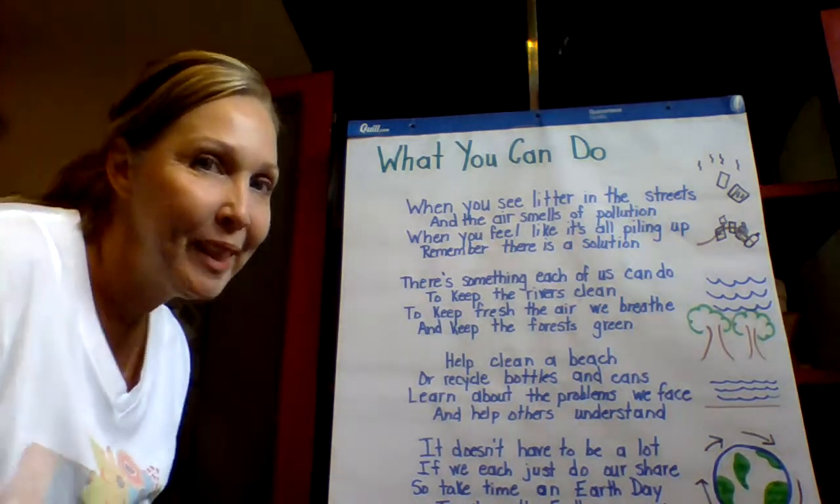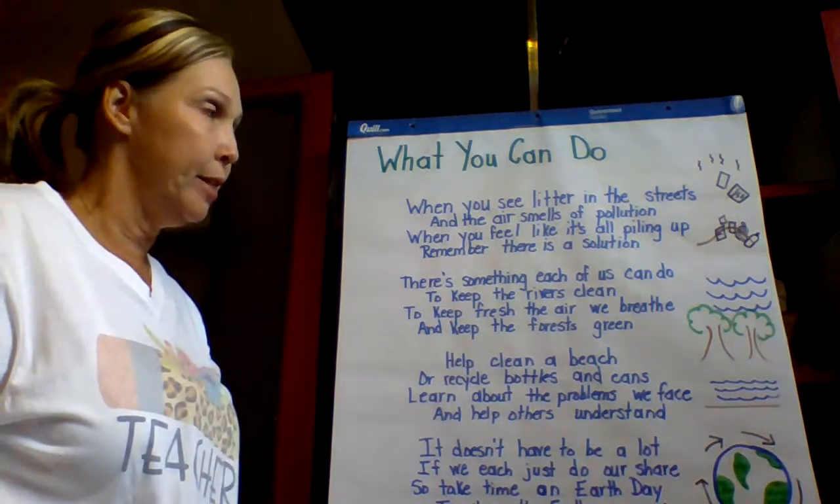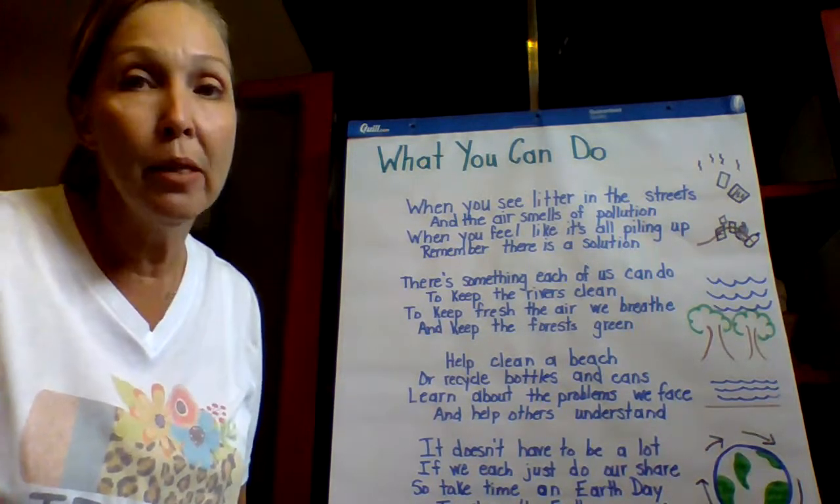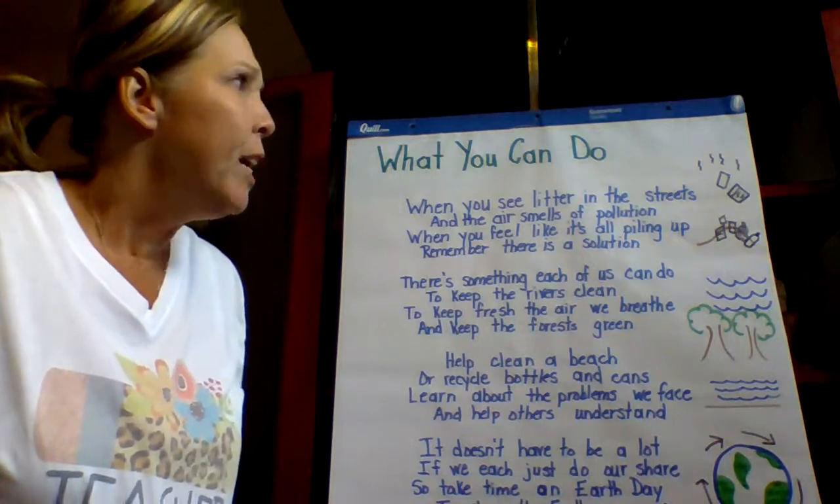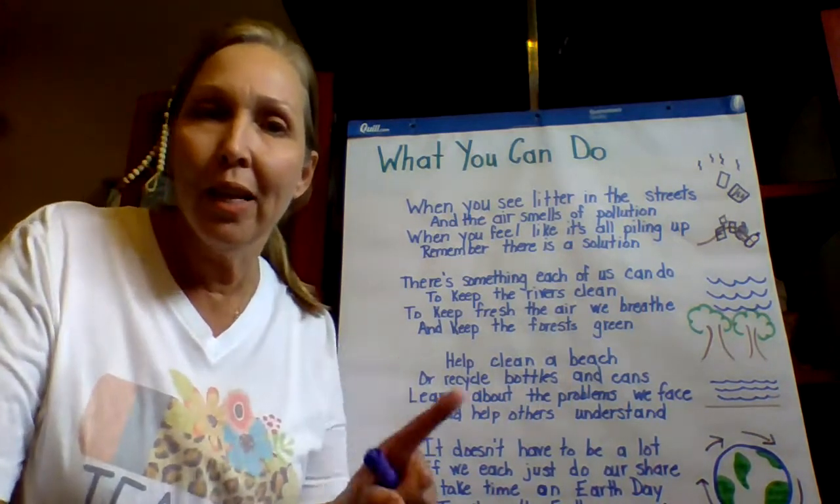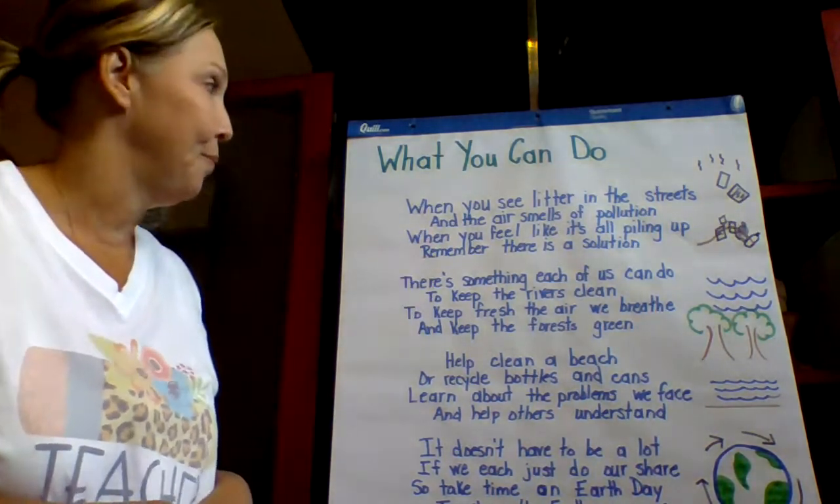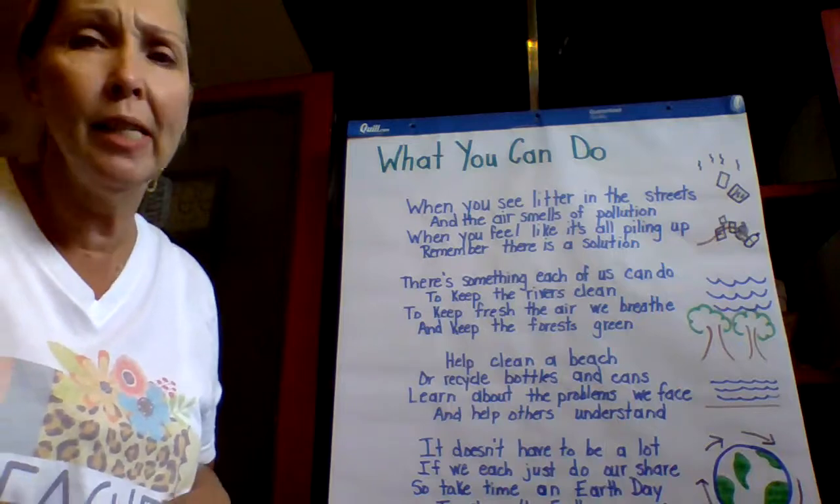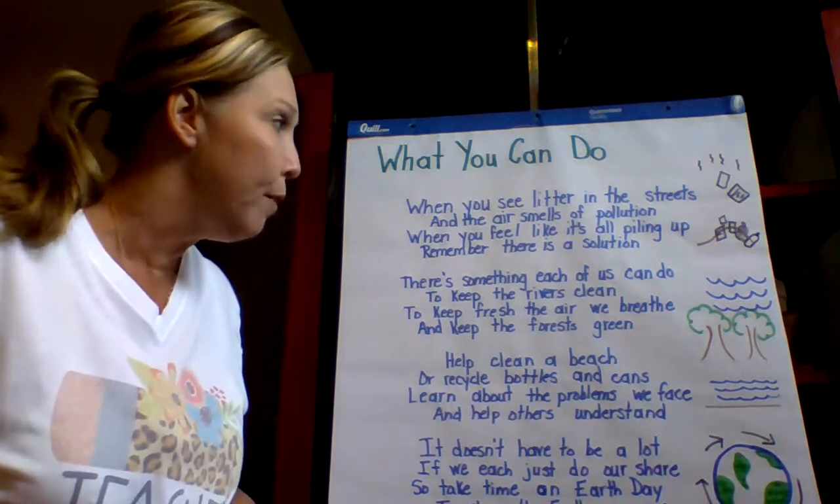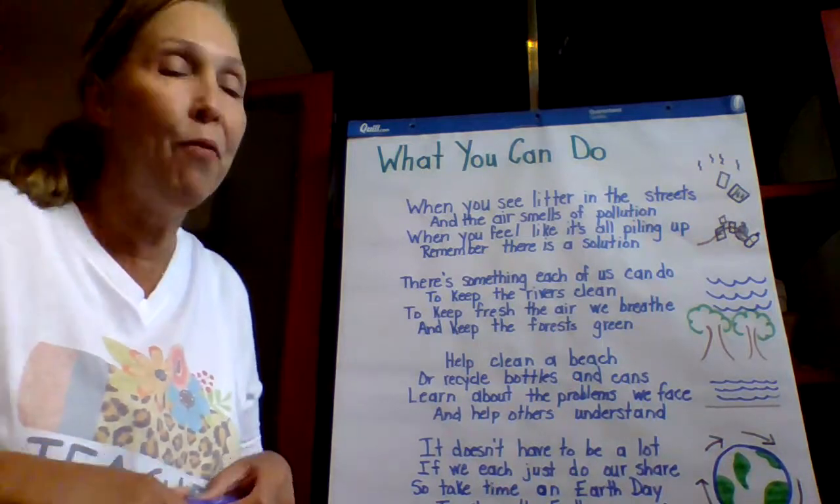Are you ready? Okay. When you see litter in the streets and the air smells of pollution, when you feel like it's all piling up, remember, there's a solution. Here's the second stanza. There's something each of us can do to keep the rivers clean, to keep fresh the air we breathe and keep the forest green.